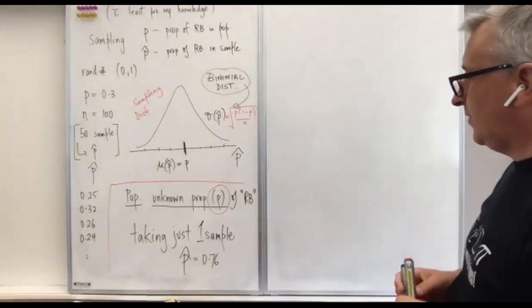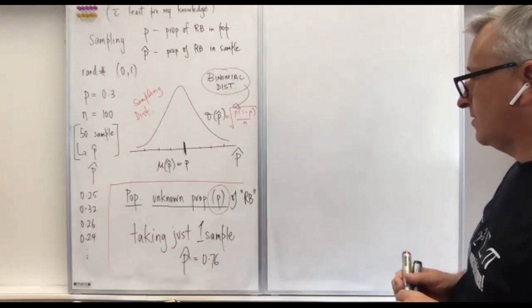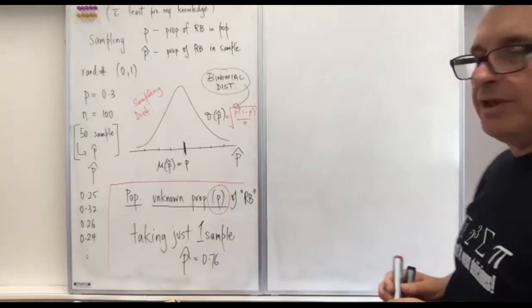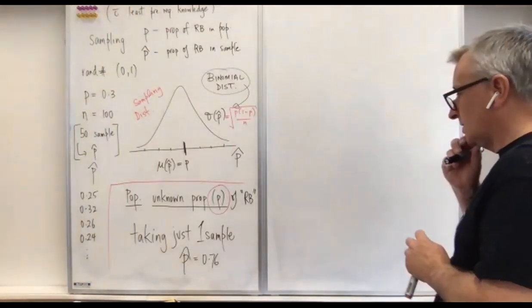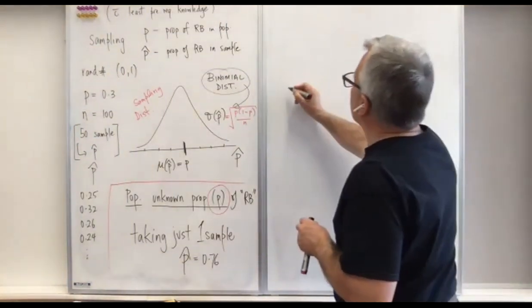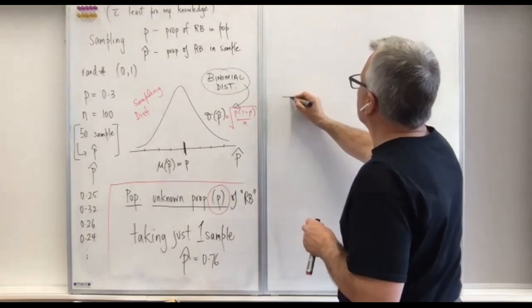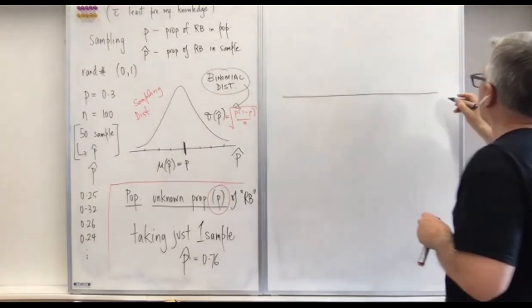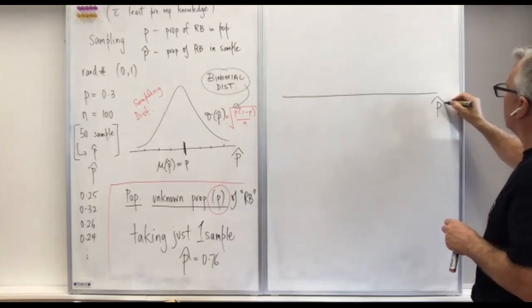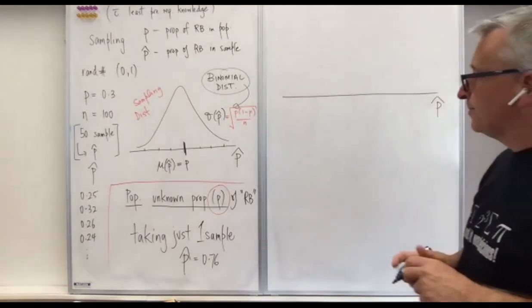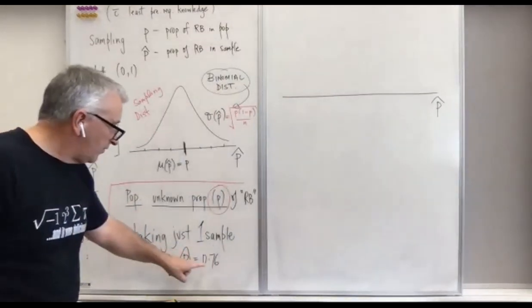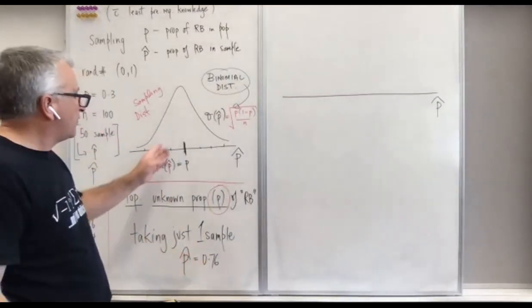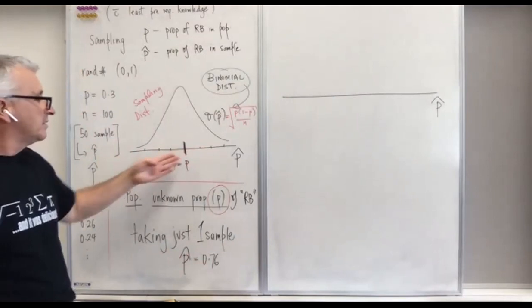Okay, so here's, I guess, what I think is the really beautiful logic of this story. So here goes. Let's draw an axis here. And that axis will be for our sample proportion. They're just the same as this one. And I guess the question is, where is this 0.76 along here?